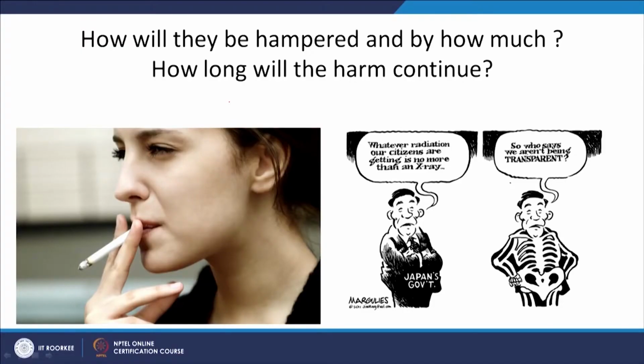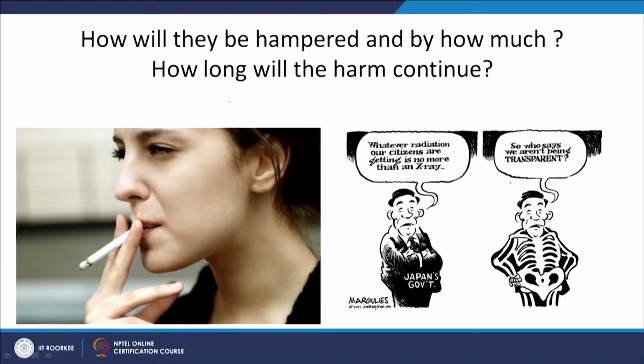In this cartoon, you can see it is talking about radiation issues, saying that whatever radiation our citizens are getting is no more than an X-ray. So somebody may be talking about Fukushima or other nuclear accidents, and they may be worried about the radiation impact. And so the Japanese government people in the cartoon are saying that the radiation people are exposed to is actually less than when they are having an X-ray. So this is how people have different perspectives about risk.